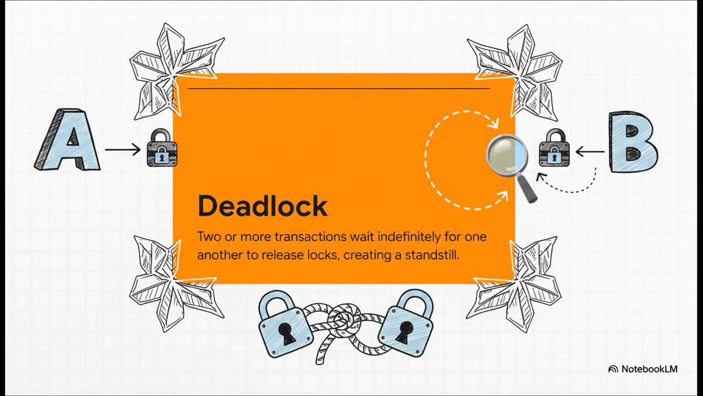And there you have it. A is waiting for B, and B is waiting for A. Neither of them can move forward because each one is holding something the other one needs. They are stuck in a circle, waiting forever. This is a deadlock, and it will freeze these transactions solid if nothing is done about it.